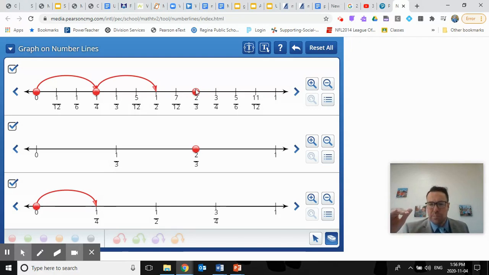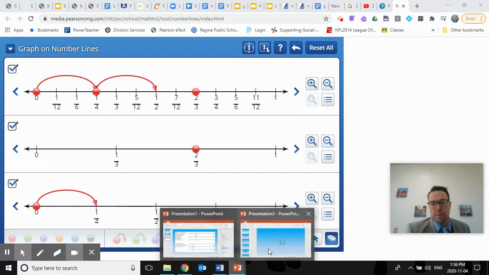And that's going to be my numerator. And my denominator is actually how big a jump was. In this case, each jump was 3 ticks. So my answer would be 2 and 2/3. Okay, that's how you do the number line method.